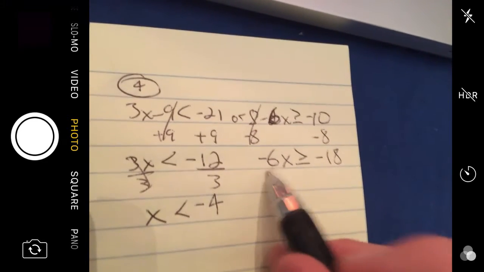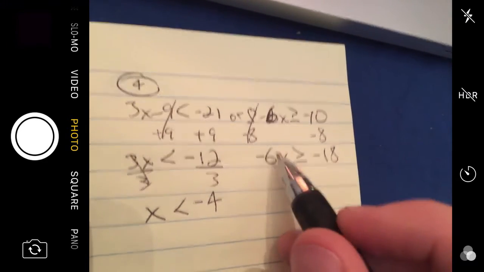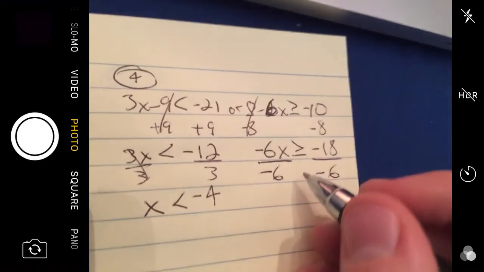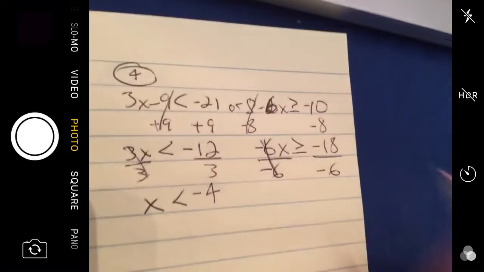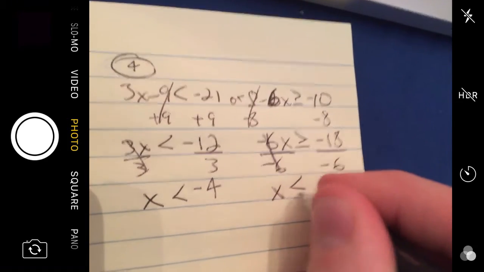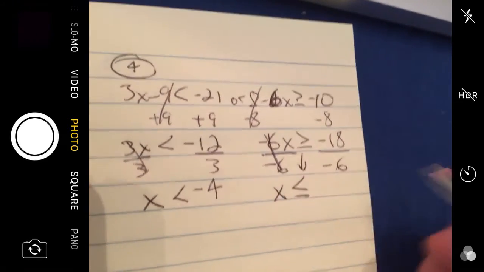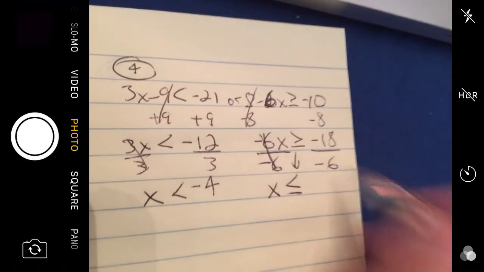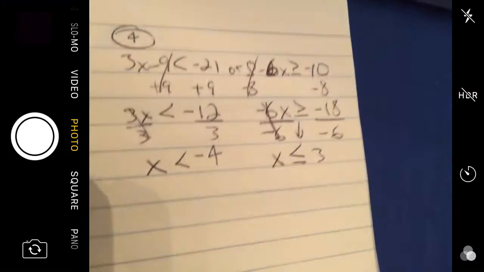Alright, be careful. You've not seen this happen yet. Negative 6, I need to divide by that, because that's the opposite of negative 6 times x. But when you divide by a negative in inequalities, you flip your inequality sign. That's what that is right there. I flipped it, because I divided by a negative. Negative 18 divided by negative 6 is 3.